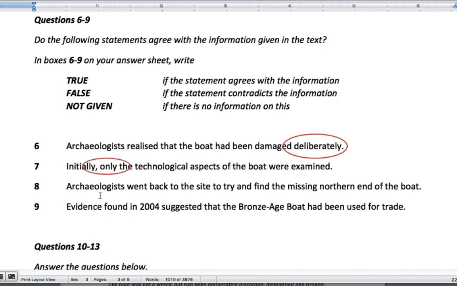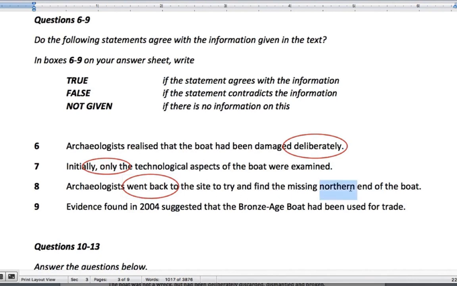Right, next one. The archaeologists went back to the site to try and find the missing northern end of the boat. This one is slightly more difficult because there's no clear language. Maybe some students will think they will change northern to southern to eastern. Not in this example. This is just one big noun phrase. It's scanning language. What they're asking here is, did they or did they not? And that's a common true, false, not given question. Did it happen or did it not happen? So your target language is the main verb. Did they go back or did they not go back? That's what you're trying to find out.